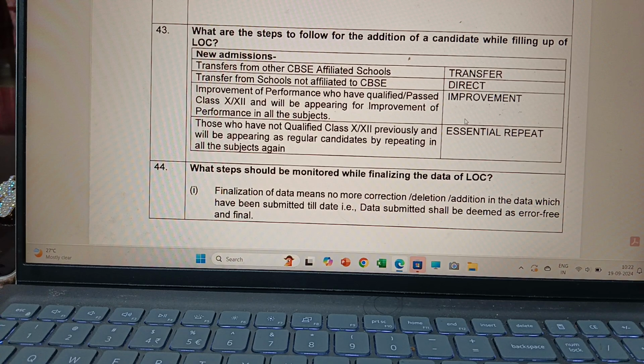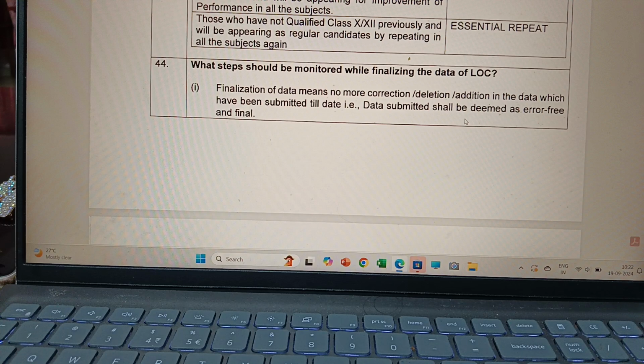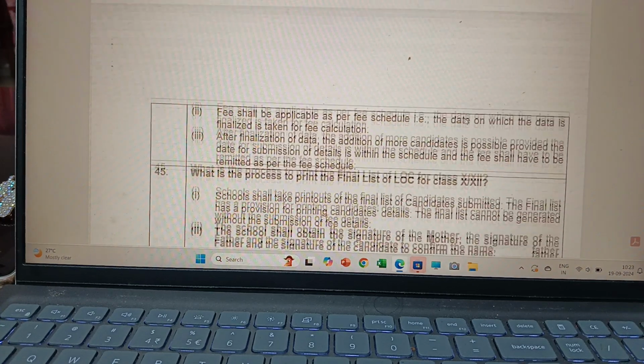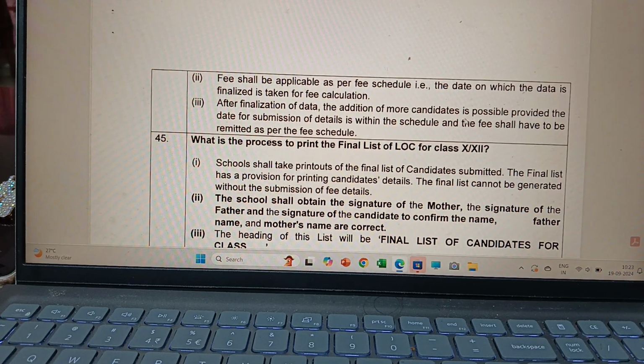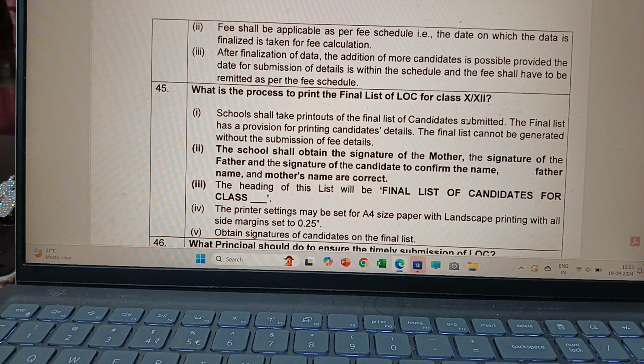Then what steps should be followed while finalizing the data of LOC? Finalization of data means no more correction, deletion or addition in the data which has been submitted till date. That is, the data submitted shall be deemed as error-free and final. Then the fee shall be applicable as per the fee schedule, that is, the date on which the data is finalized is taken for fee calculation. After finalization of data, addition of more candidates is possible, provided the data submission is within the schedule, and the fee shall have to be remitted as per the fee schedule.